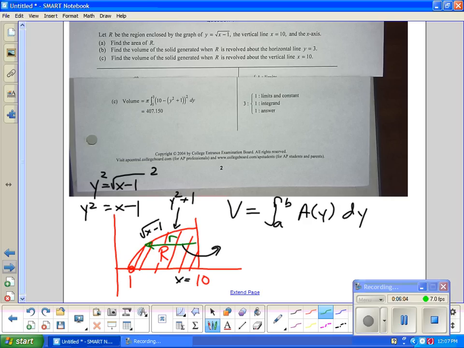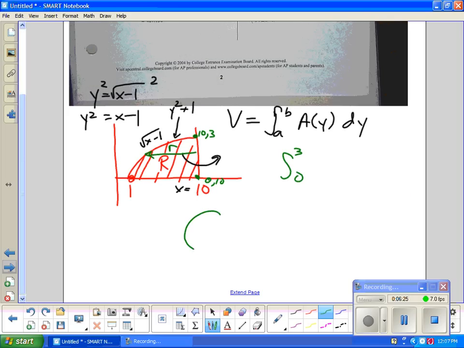You guys agree this is the radius? There's no gap, right? And we know this point is 10, 3. We know this point is 0, 10. So the limits of integration this time are 0 to 3 on the y-axis, right? And I just have a solid ring, which I'll call for a radius r. So you guys agree that's pi r squared dy.